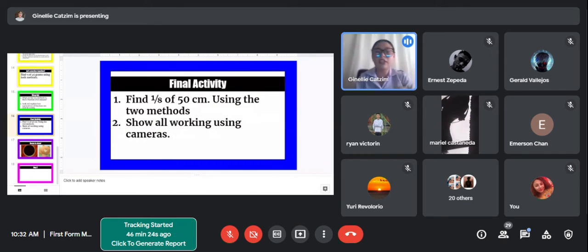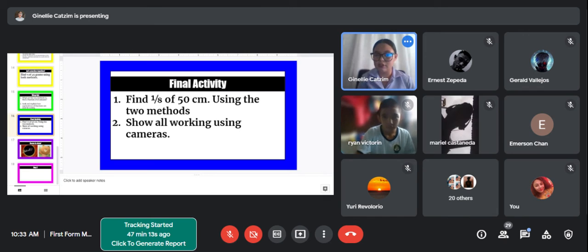So what you will do is find 1/8 of the 50 centimeters using the two methods, and we will share our answers, right? So let's do that quickly. Remember, use images to group and also using multiplication and division. So some of you that shared were really close to the answer, right? Remember, when we are doing 1/8 of 50 centimeters, our answer will also be in centimeters, right?